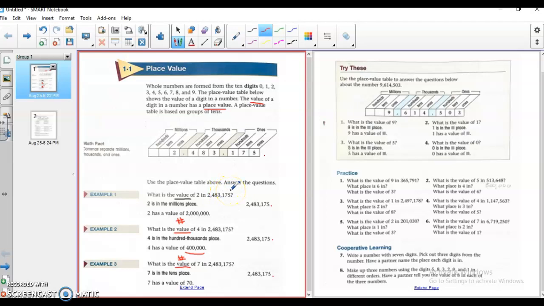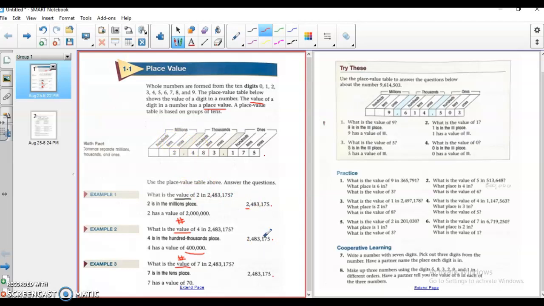2,483,175? First thing I need to do is I got my decimal, and here's my 2. Okay, I'm going to underline it to help me. So if I have my decimal, I have my decimal. This 5 is in the 1s, that 7's in the 10s, 1 is in the hundreds, 3 is in the thousands, 8 is in the 10,000s, 4 is in the 100,000s, and the 2 is in the millions.